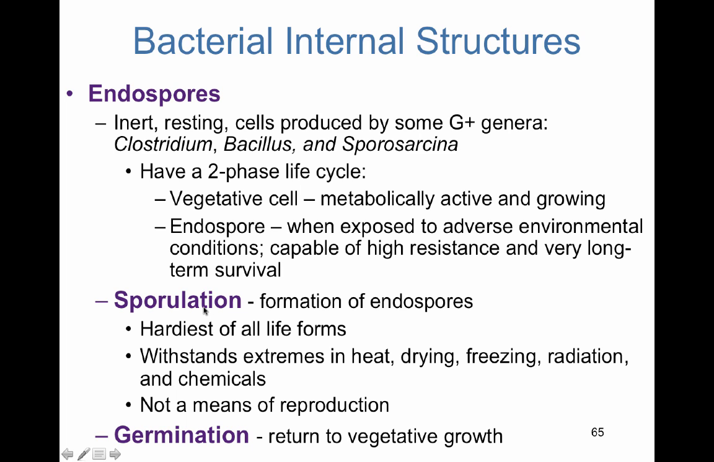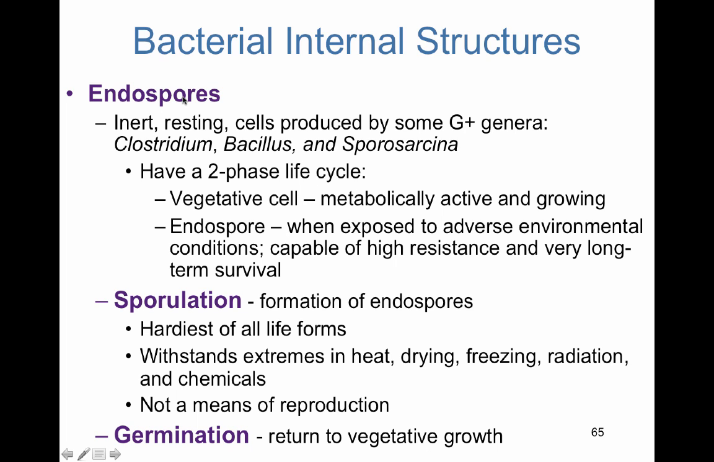The endospores are typically formed in response to a harsh environment. So in an extreme of heat, drying, freezing, radiation, or chemicals where the cell would normally die, it will undergo sporulation, form an endospore, and protect its nucleic acid. And then when its environment is replenished, so the heat is taken away, you have restoration of water in the environment or less radiation and so on, the cell will return to germination. So it will return to actively growing and dividing.